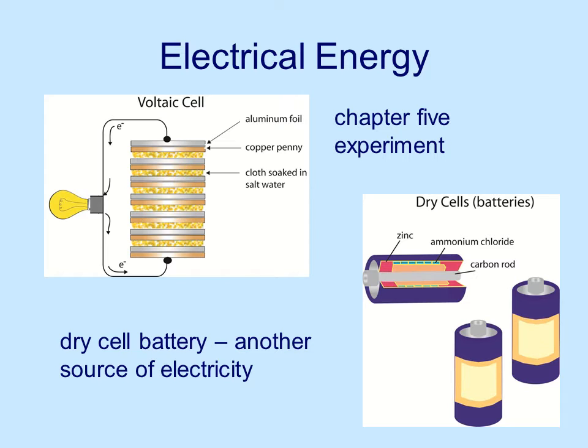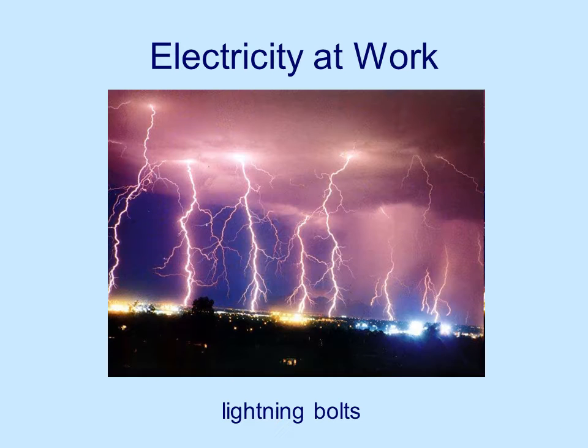Dry cell batteries are illustrated on the right, and this is another source of electricity. You put these in your flashlight. Depending on the shape, you can put them in your MP3 player or put them in your cell phone, and you get an electric current. Now, of course, we also get electricity through electric generating plants, whether it's hydroelectric or coal or oil burning or whatever. We can generate electricity that way to put it to work.